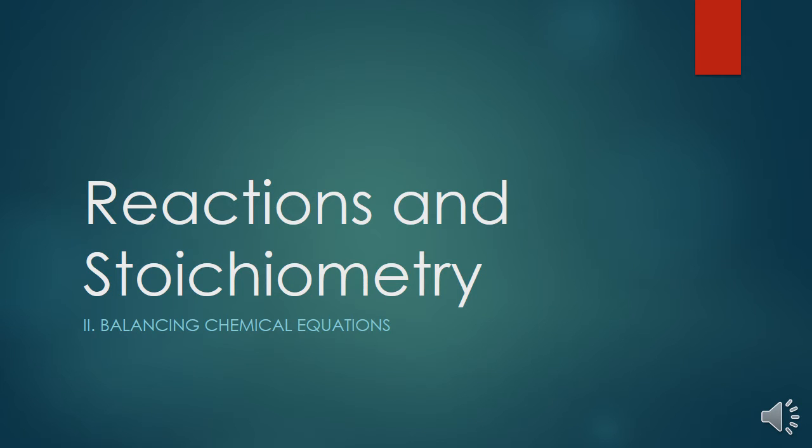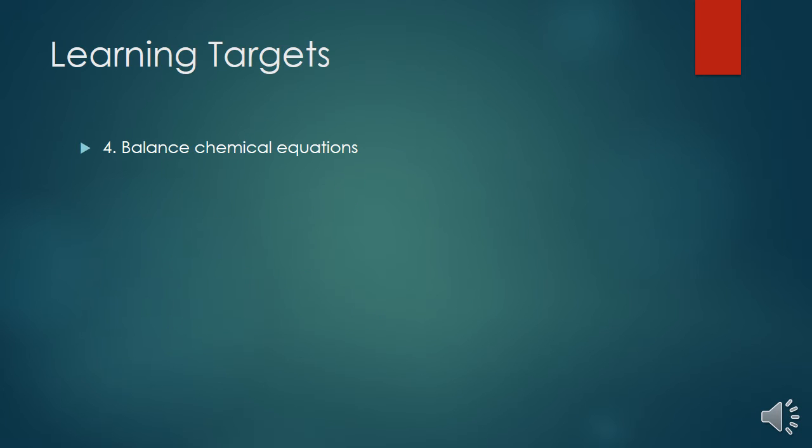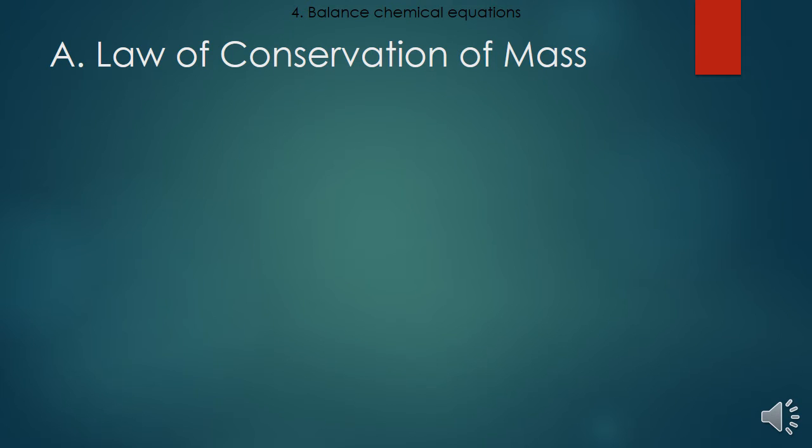The second lesson in our reactions and stoichiometry unit is on balancing chemical equations. One learning target for this lesson, and that is simply to be able to balance chemical equations. Now, the question often comes up, what does it mean to balance an equation, or why do we have to balance the equation? The reason for that is the law of conservation of mass.